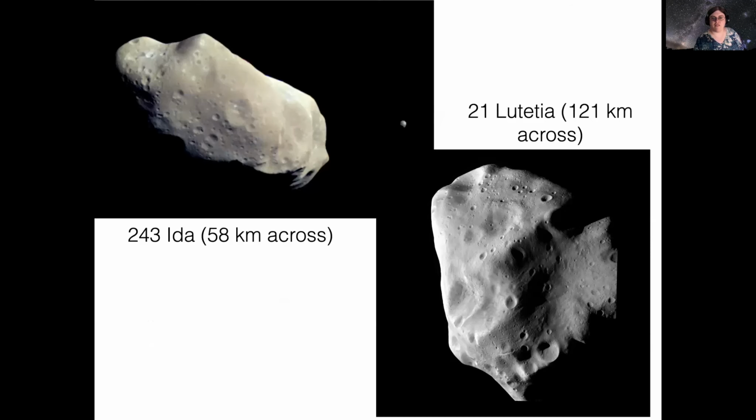Now, the other thing you might have noticed in this picture is Ida has a moon off to the right. That moon is Dactyl. Ida was one of the first asteroids we flew by. It was flown by the Galileo spacecraft on its way to Jupiter. It was passing close to Ida, so the mission directors noticed this and decided, hey, we can tweak its orbit a bit and we'll fly by Ida. They also flew by an asteroid called Gaspra.